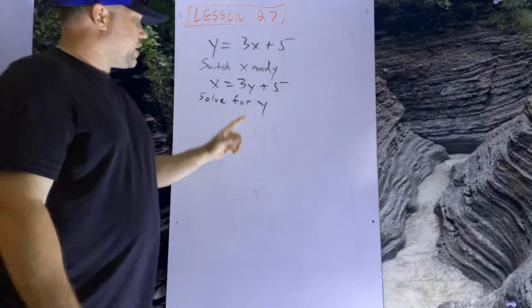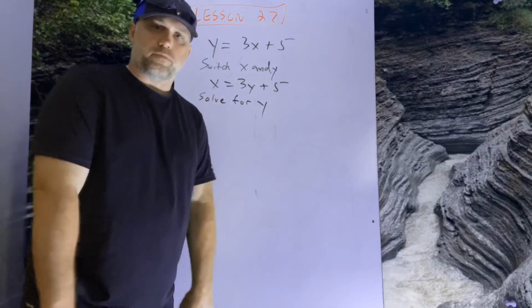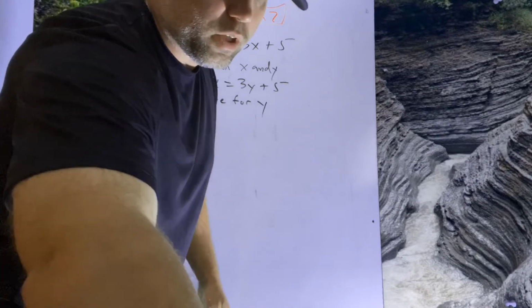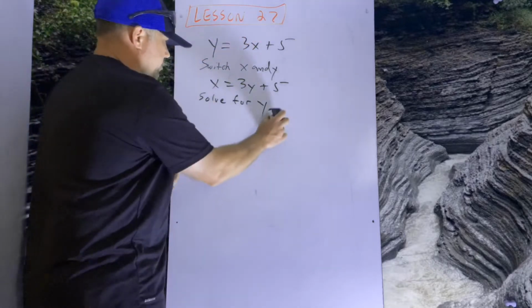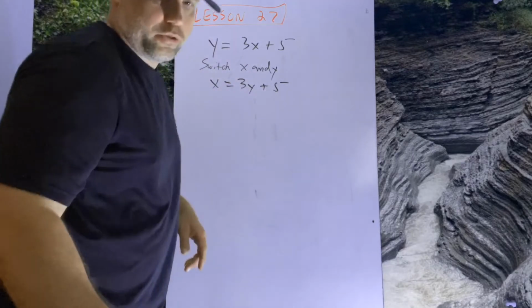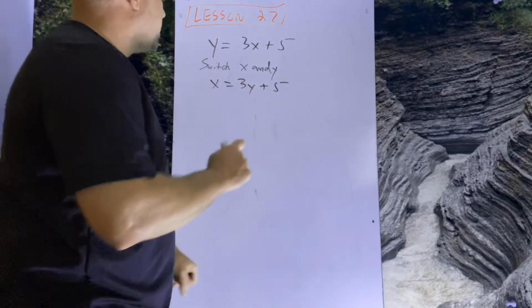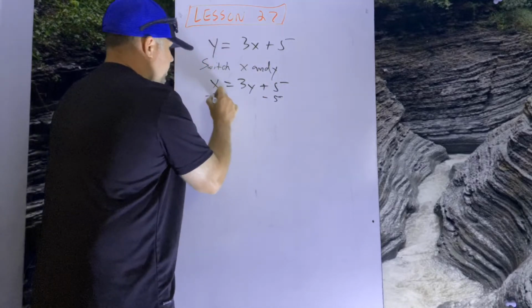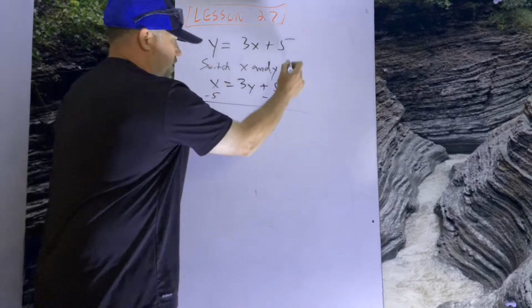So to do that, I've got to do some manipulation of my equation. It's just some simple algebra here. So let me erase this part for a second and just show you that simple manipulation. To get y by itself, I need to subtract 5 from both sides. So when I do that, those cancel.